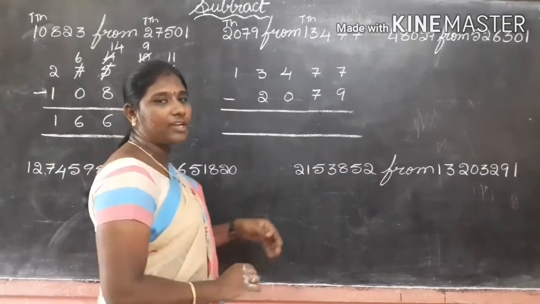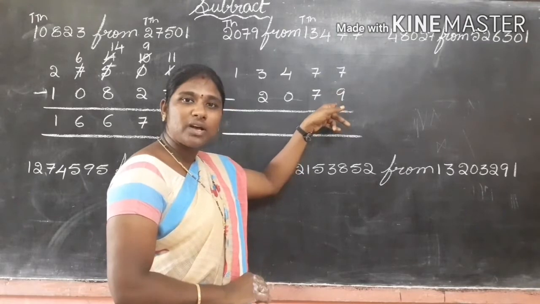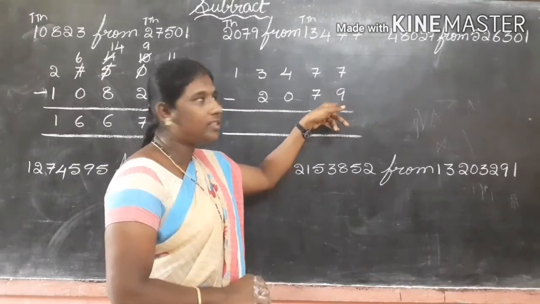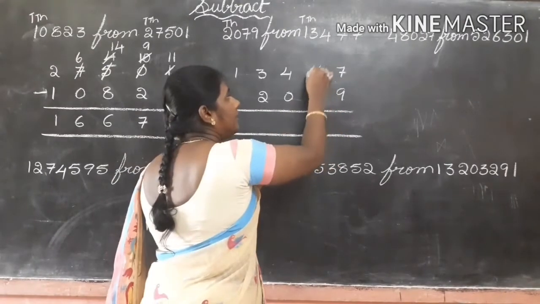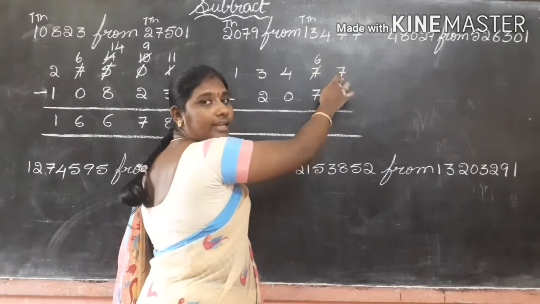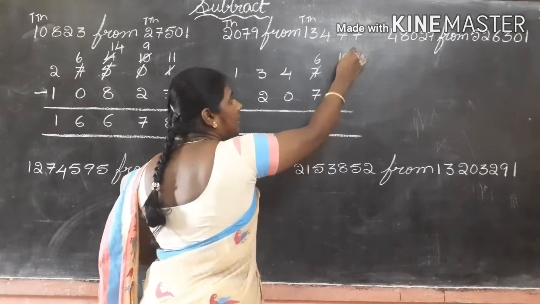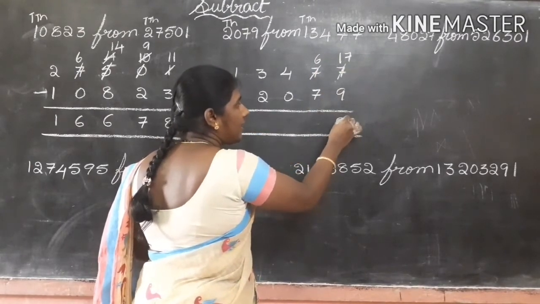Now do the subtraction. 7 minus 9, is it possible? No. So we have to take the borrow from here to here. Then here it is 6. Here we are getting 10. 10 plus 7, 17. 17 minus 9, 8.